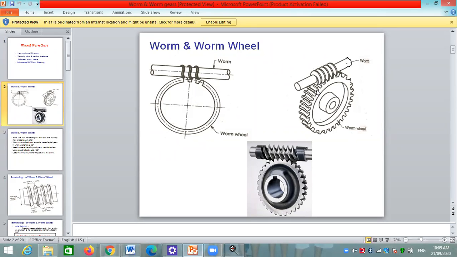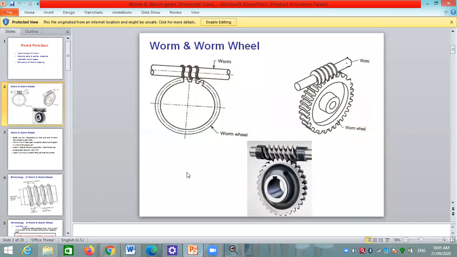Due to this non-reversible property of worm and wormwheel, this mechanism is used in the steering mechanism. If we see the steering mechanism of an automobile, the worm and wormwheel are used.